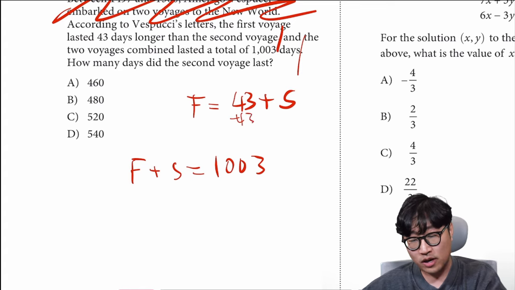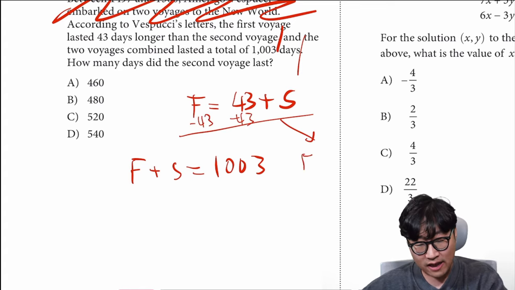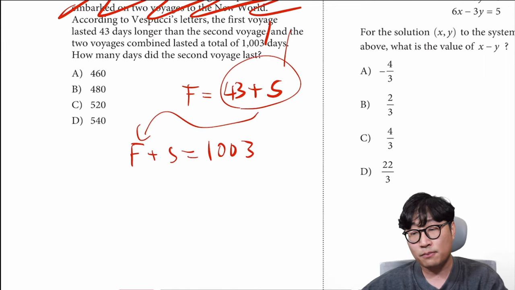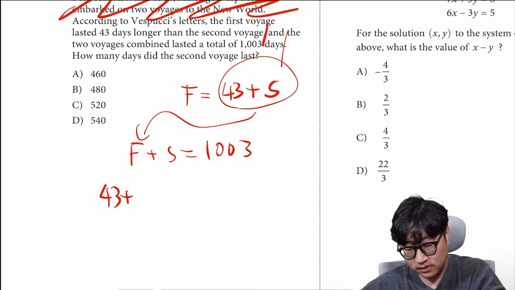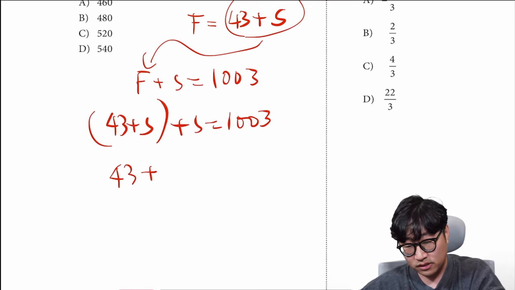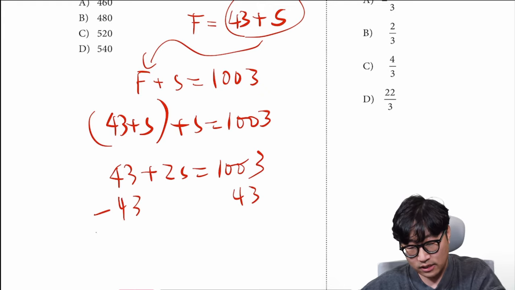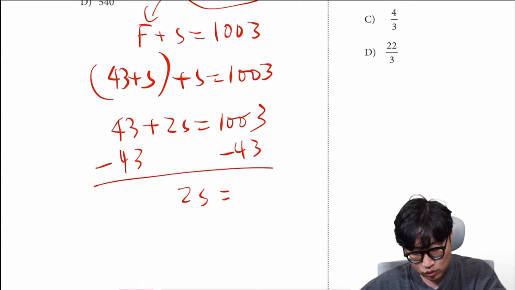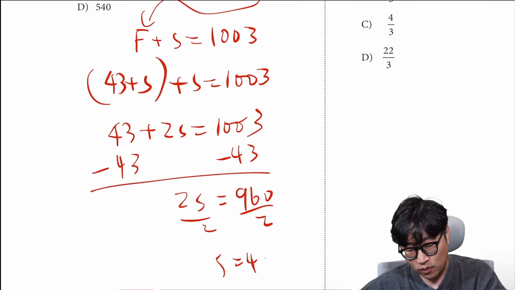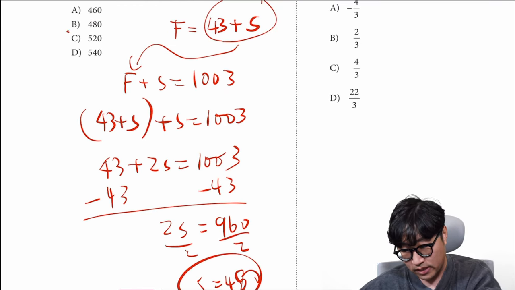What I'll do is subtract 43 and have F minus 43 is equal to S. Oh, I'm sorry, never mind. I take that back. It is already nicely as is. I just got to grab that and put it in right here so I keep all my S's. So 43 plus S plus S is equal to 1,003, so that'll be 43 plus 2S is equal to 1,003. Subtract 43 on both sides, and you get 2S is equal to 960, so go ahead and divide by 2, and there you have it, S is equal to 480, so that answer is B.